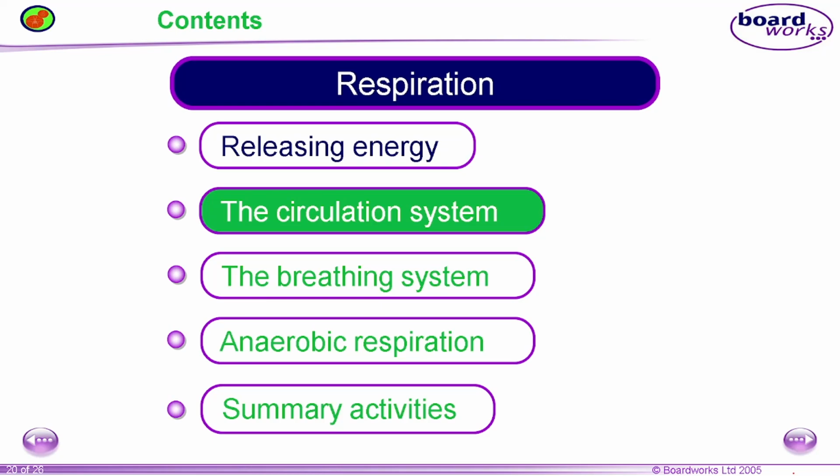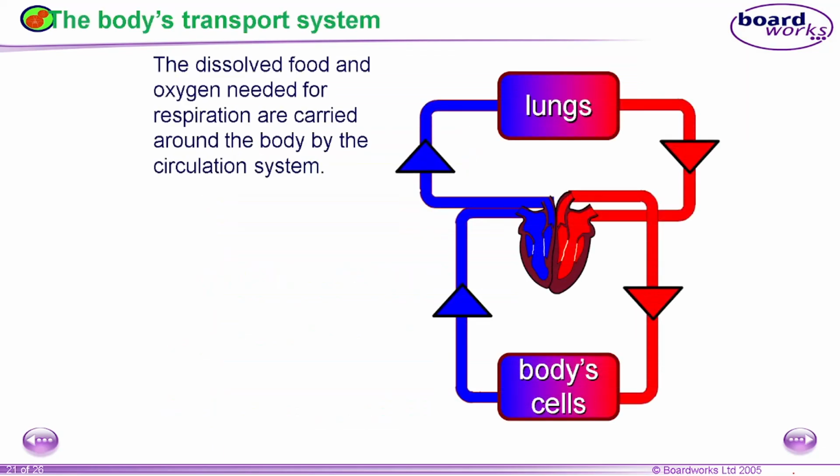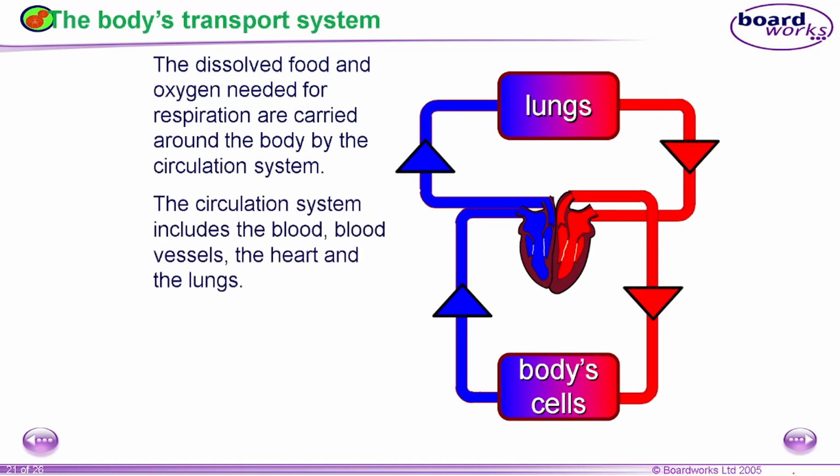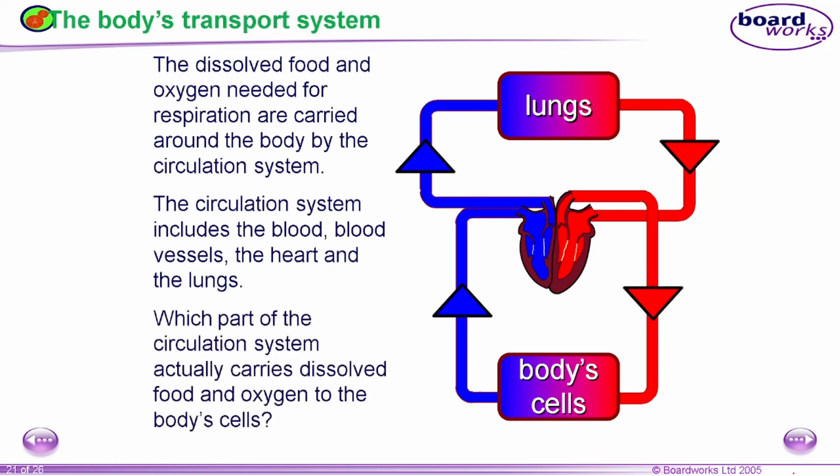Let's move on to the circulation system, which overlaps with respiration. Right, so the dissolved foods and oxygen needed for respiration are carried around the body by the circulation system. The circulation system includes the blood vessels, the heart, and the lungs. Which part of the circulation system actually carries dissolved foods and oxygen around the body's cells? I'll give you a minute or so to answer this.